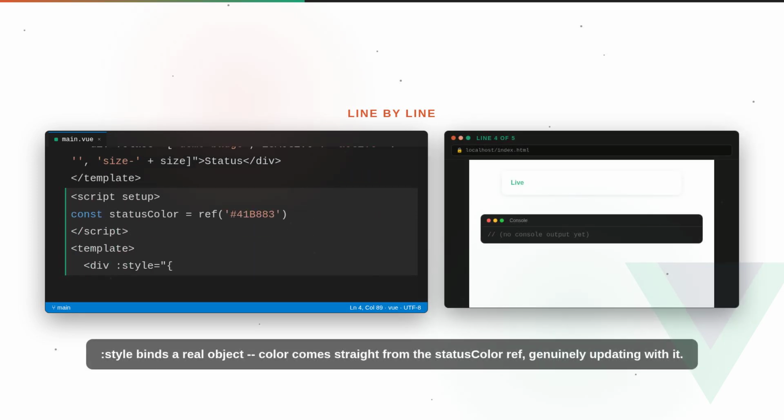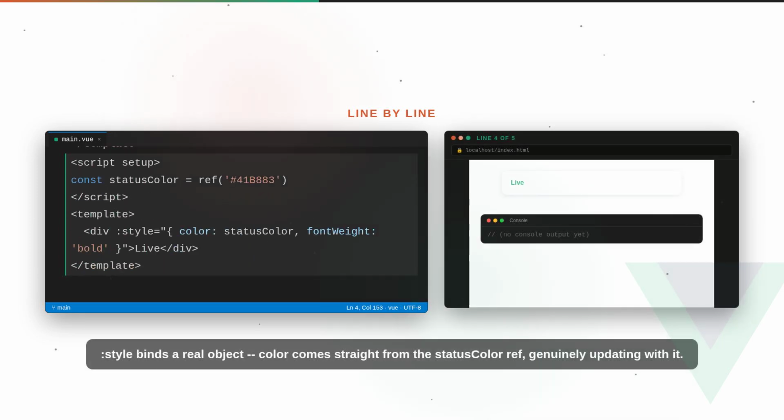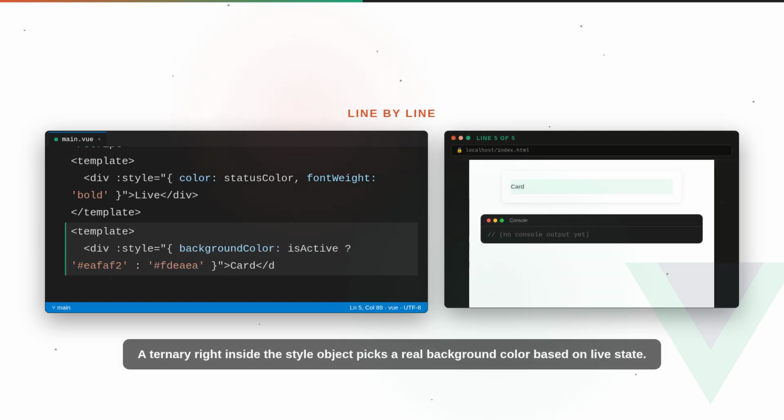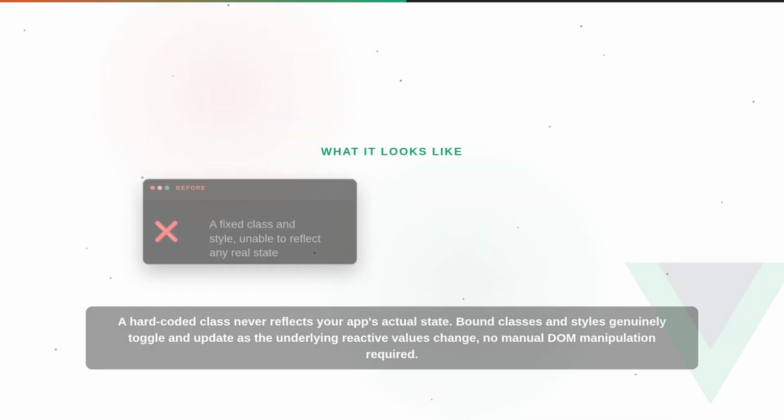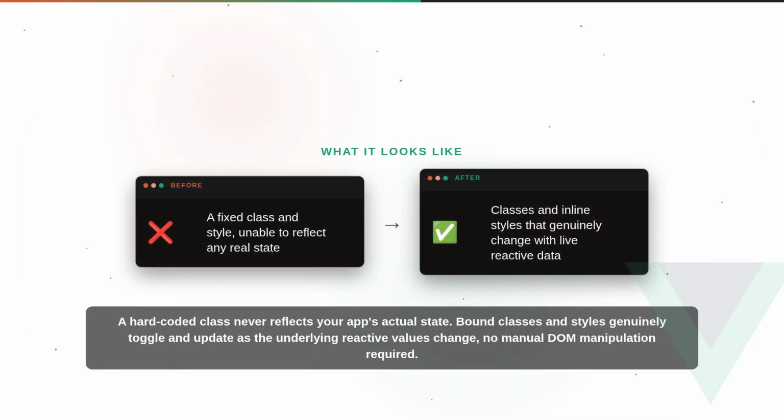Style binds a real object, color comes straight from the statusColor ref, genuinely updating with it. A ternary right inside the style object picks a real background color based on live state. A hard-coded class never reflects your app's actual state.